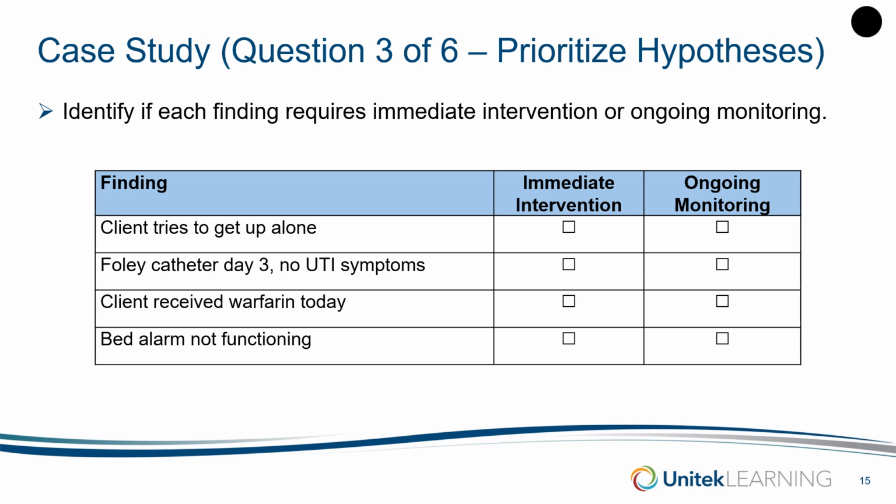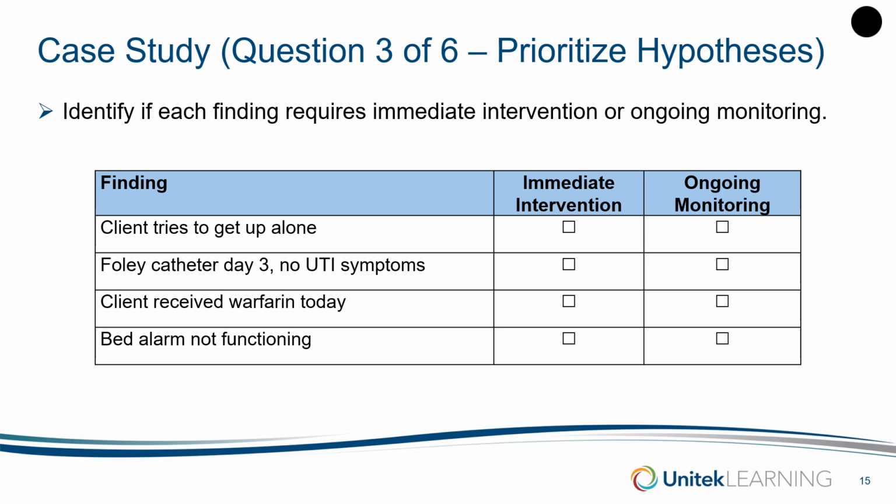Question number 3 of a case study is all about prioritizing hypothesis. So you've recognized your cues, you've analyzed your cues. Now you have to come up with what might be going on. In this particular question, you are asked to identify if each finding requires immediate intervention or ongoing monitoring. So in this table, it's either or. It's either immediate intervention or it's ongoing monitoring.